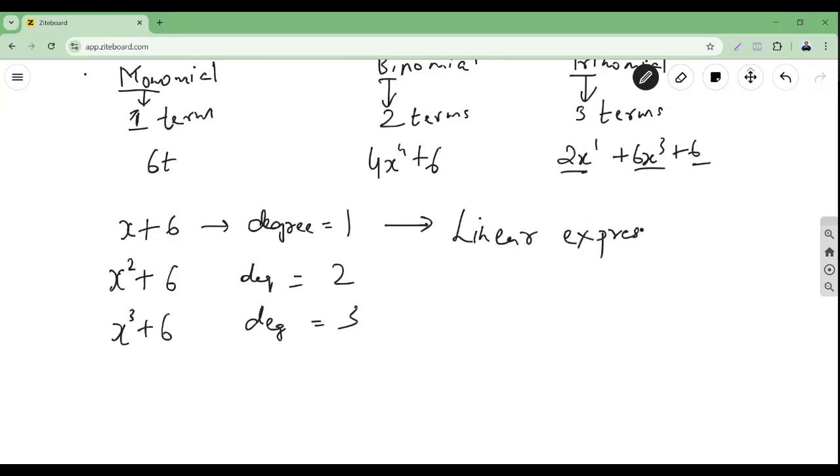Linear expression. Expression means what? It does not have any equal to sign. It has an addition or subtraction, that kind of a thing. Many terms are added or subtracted together. That's what the expression is. If you don't know this meaning, go back to my introduction to algebra first part and then learn about it. Okay. Then, if the degree is 2, then it's called a quadratic expression.